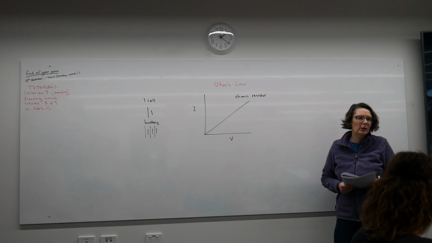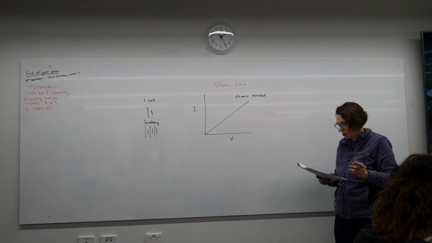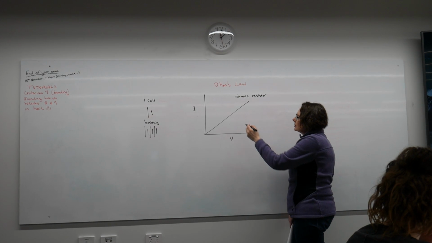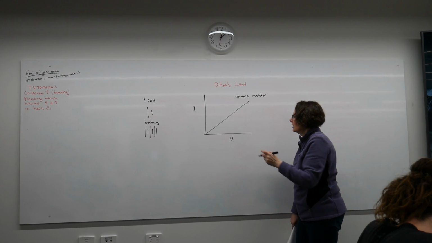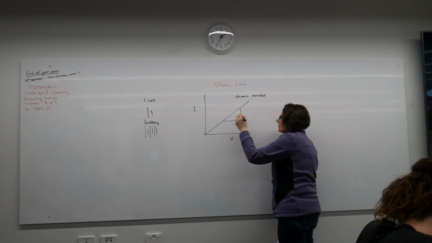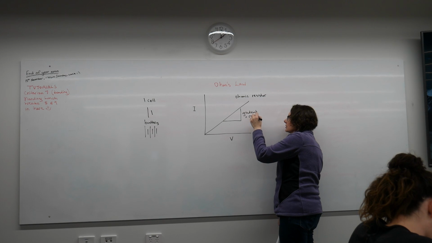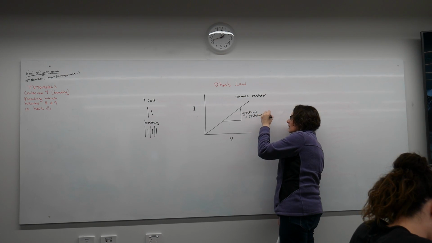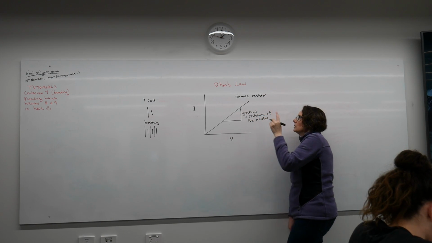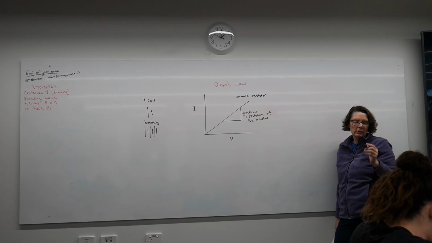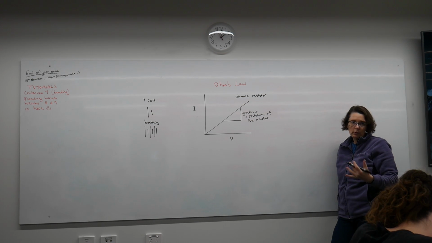Okay, so we can talk about resistors as being ohmic or non-ohmic. Ohmic means that they have this straight line relationship between voltage and current. And the gradient then is equal to the resistance of the resistor. Okay, so it's called an ohmic resistor because its resistance is constant over varying voltages or currents.